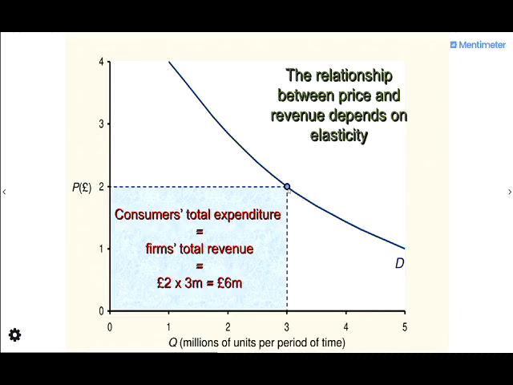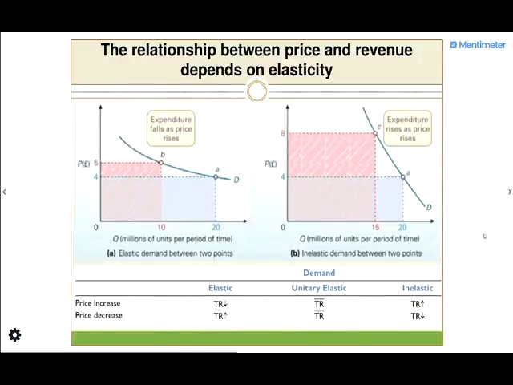So if we sell this product at this price, £2, this area represents the total expenditure if we are looking at the consumer side. But if you're looking at the producer side, that area is the firm's total revenue as well, price times quantity demanded. So 2 times 3. Makes sense? Right, moving on. So we're trying to describe the special cases here. Notice this first case. It's a little blurry, but hopefully you will be able to see. This is basically saying expenditure falls as price rises.